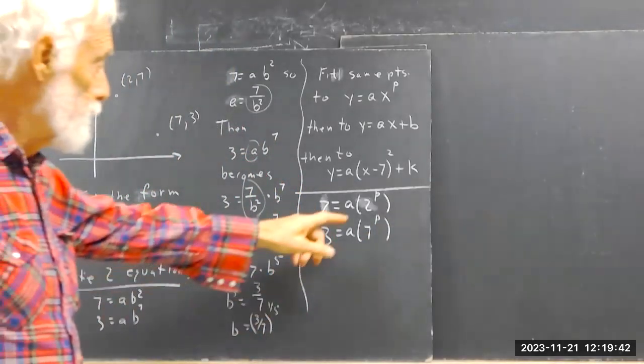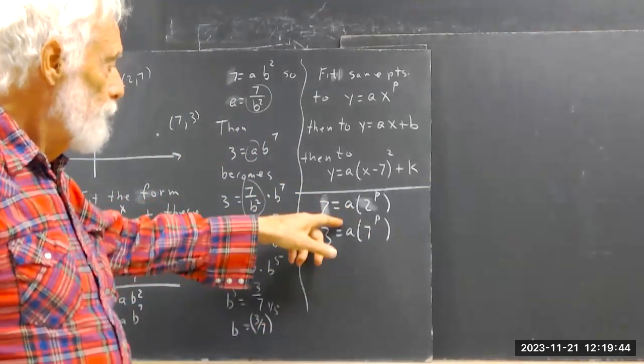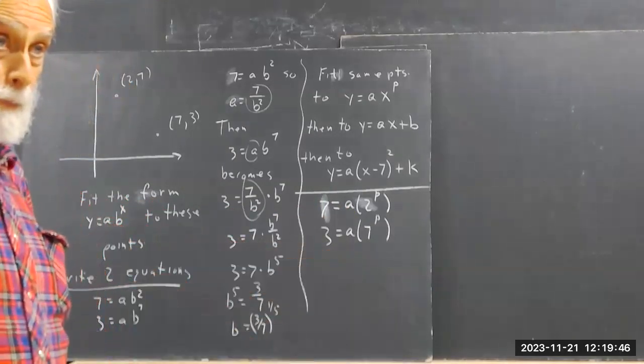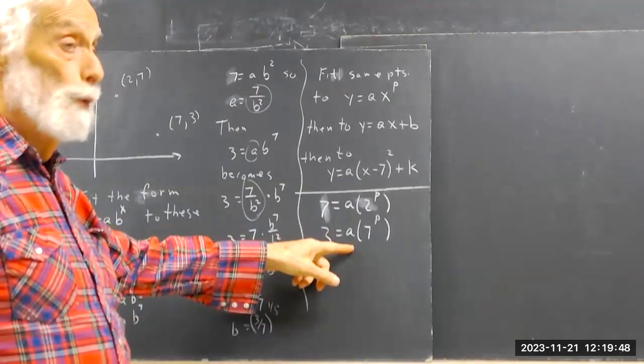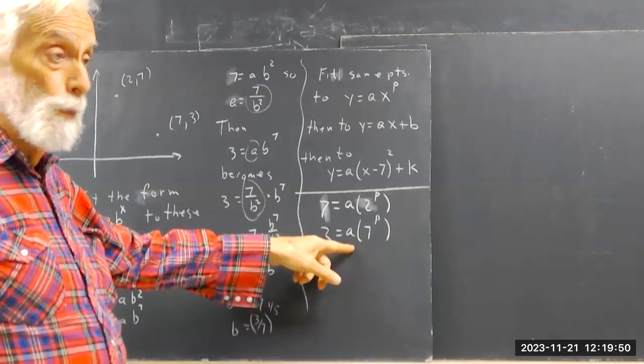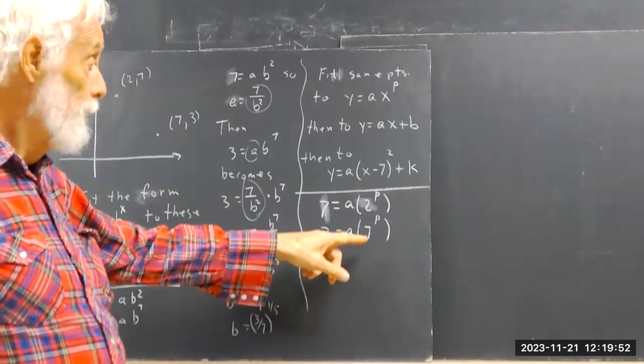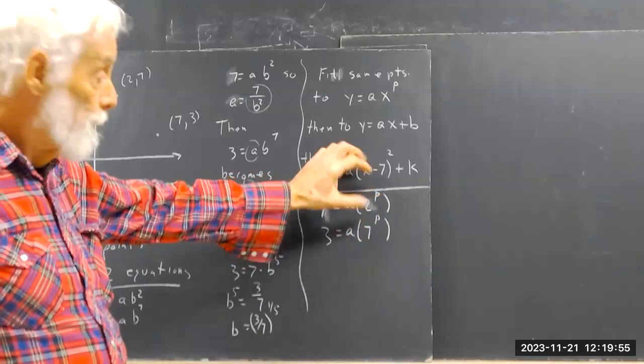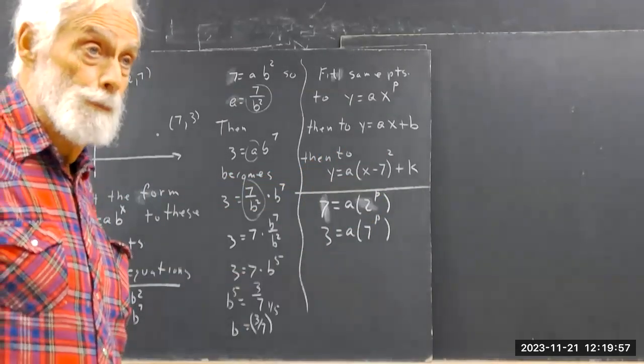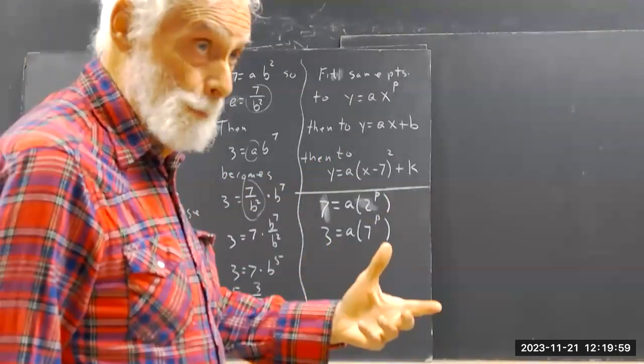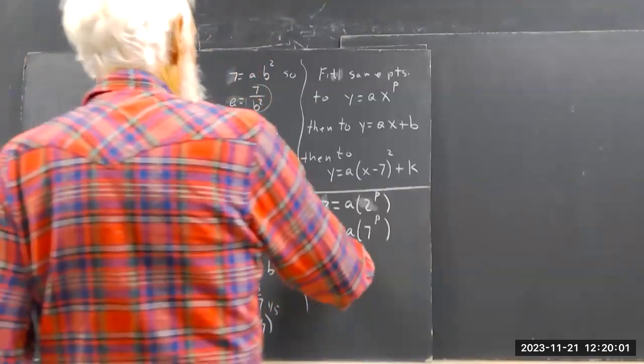Again, you can solve for a in one equation and plug it into the other. The equation you get in this case will require logarithms because your variable p is in the exponent, and you've got to solve for it. Okay. So just a little overview then.